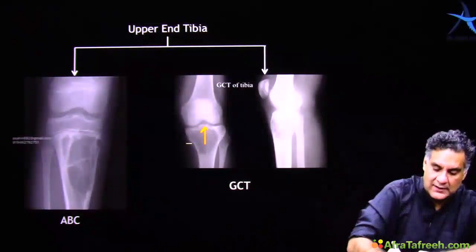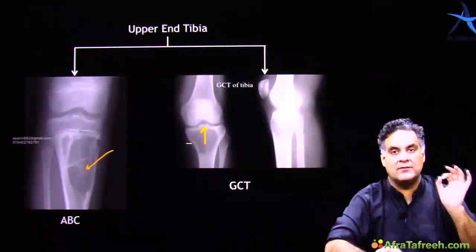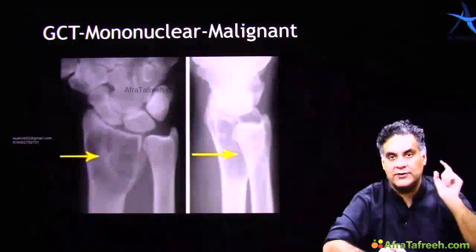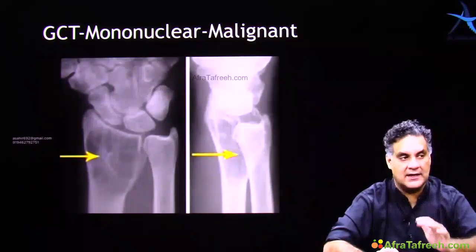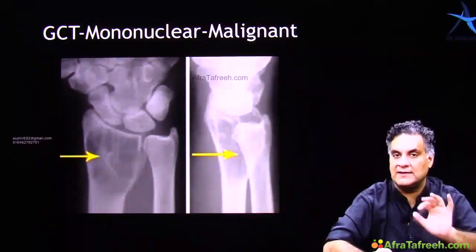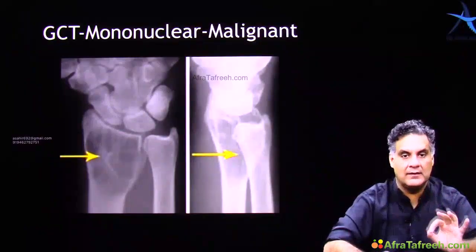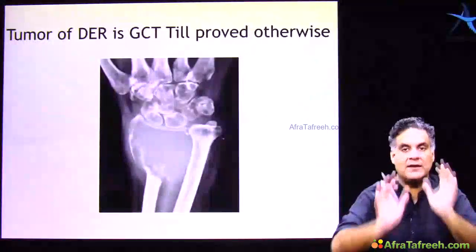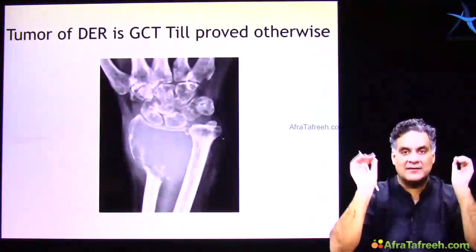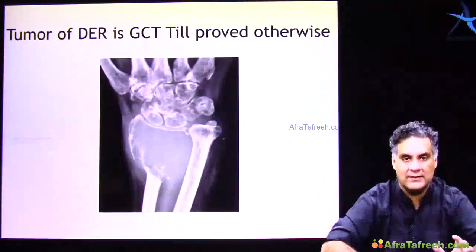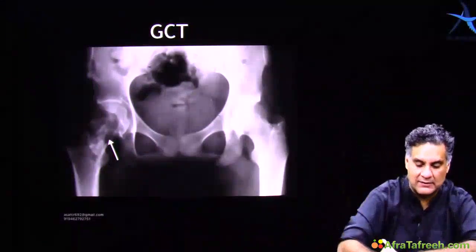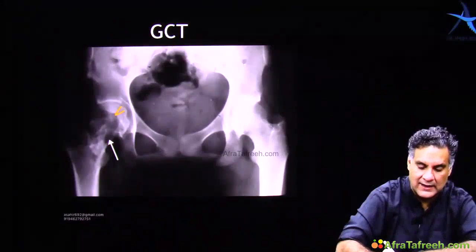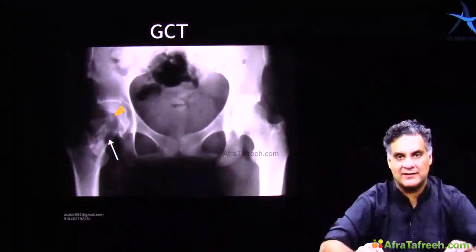Whereas before maturity in the metaphysis is an aneurysmal bone cyst. I told you the tumor that can go to the joint, and if you have lower end radius, it is GCT till proved otherwise. That's a rule, that's a dictum. This is how the X-ray will be. It will finish off the bone, thin cortex, because it loves to eat. Slow grumbling. After maturity, upper end femur, within 1.5 centimeter of the joint. So it can be till the joint, but it should be within 1.5 centimeter.